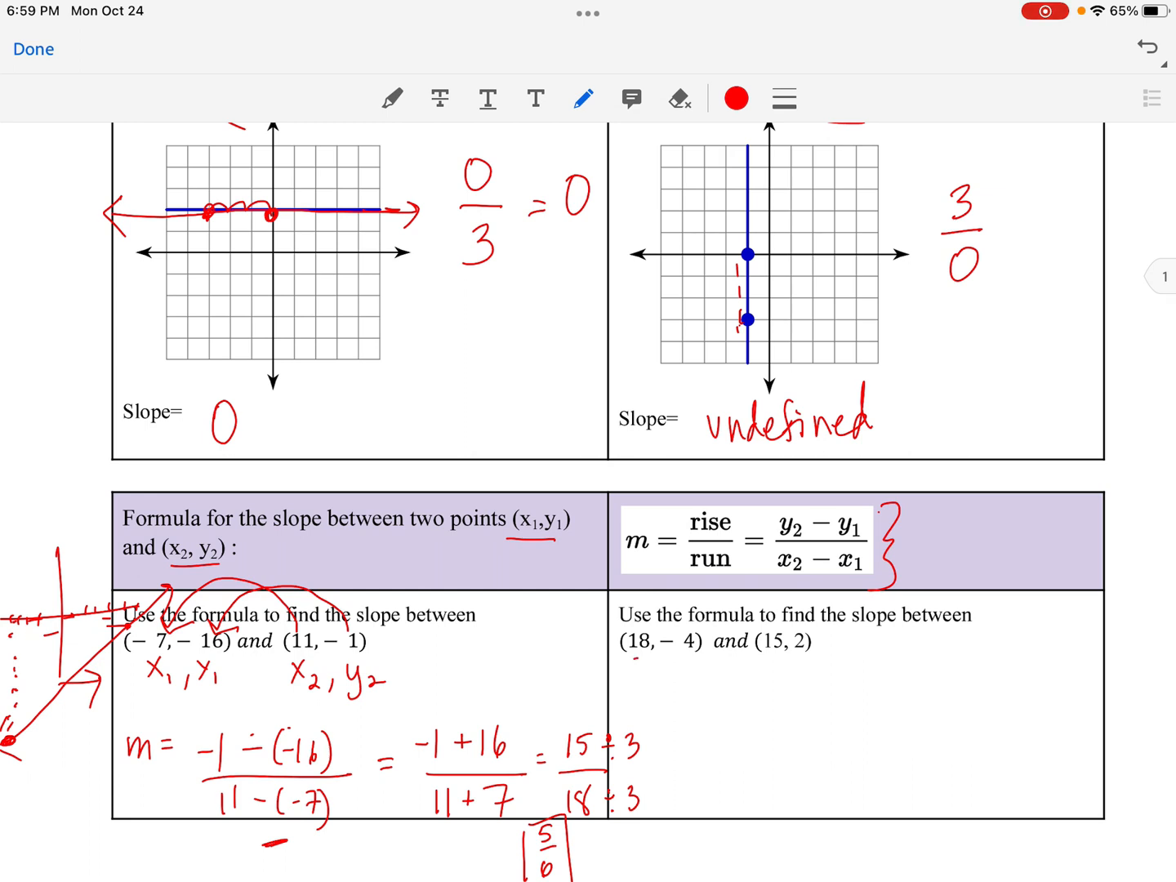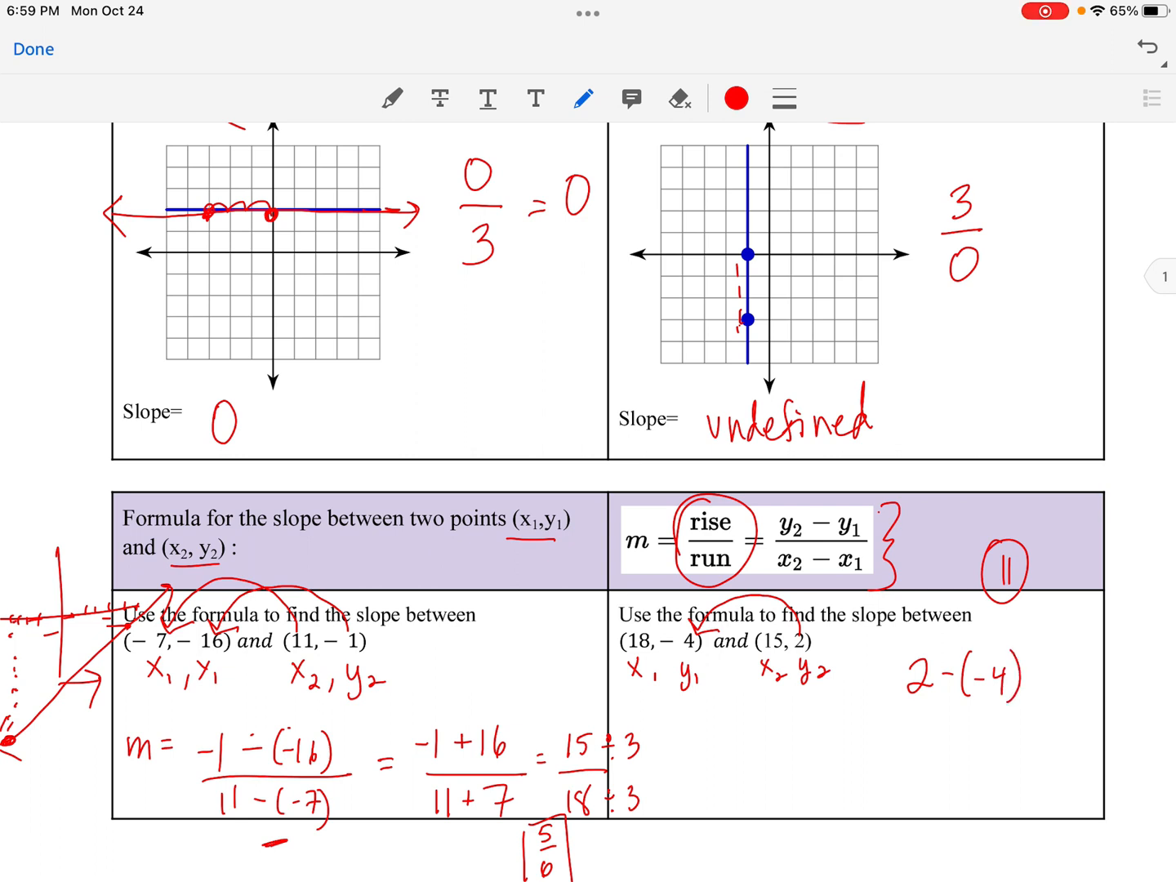Okay. Now let's try this one. So you pause the video and find that on your own. I'm again going to label these. This is point 1, so that's going to be x1, y1, x2, y2. Plug it into the formula. So the top of my fraction is going to be y2 minus y1. The y's are on the top. That makes sense because slope is rise over run, and rise is talking about the difference in the vertical, in the y part of the points.